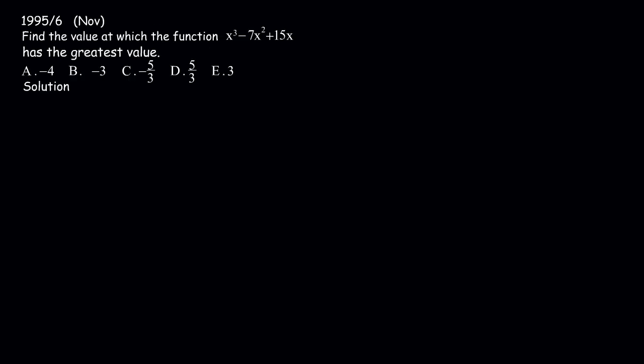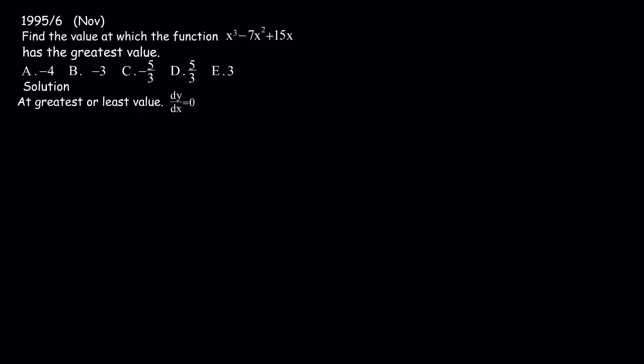Our next question is from November. It states: find the value at which the function s cubed minus 7s squared plus 15s has the greatest value. Now the first thing to note is that the statement "the greatest value" is similar to the statement "the maximum point." That is, the greatest value is the maximum point and the least value is the minimum point. So at greatest or least value, dy over dx is equal to 0, because at maximum or minimum, dy over dx is equal to 0.